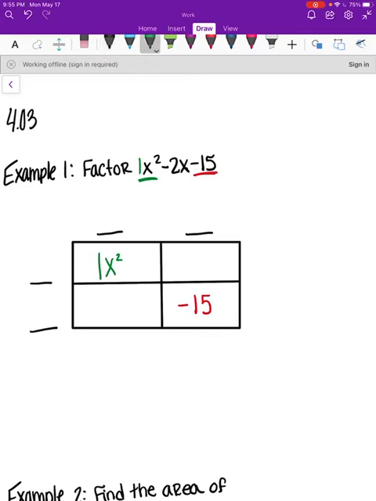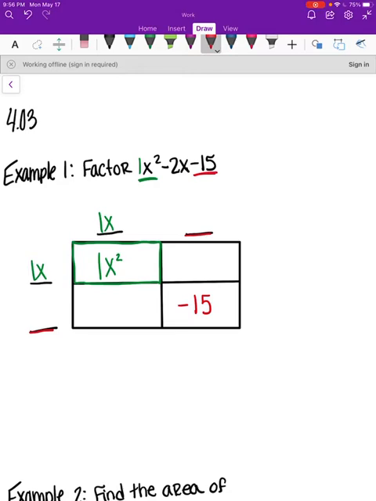So for example, to get the inside of this green box here, to get 1x squared, the only things that multiply to 1x squared is 1x and 1x. I guess you could do 1x squared and 1, but 1x times 1x is 1x squared. Okay. So now I need to find 2 things that multiply to negative 15.